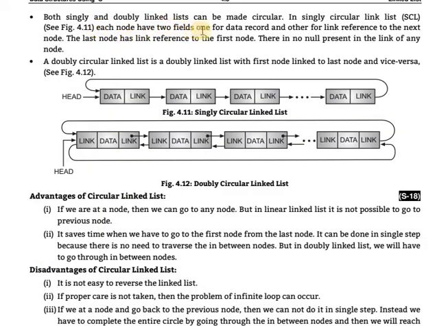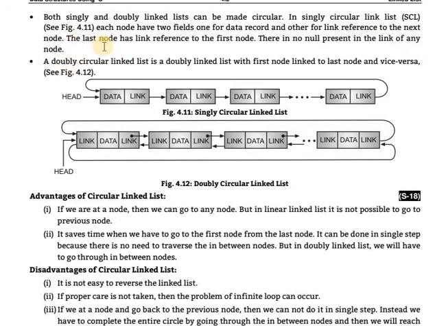Both singly and doubly linked lists can be made circular. In a singly circular list, that is SCL, shown in a previous figure, each node has two fields, one for the data record and the other for the link reference to the next node, and the last node has the link reference to the first node. There is no null present in the list, in the link of any node.